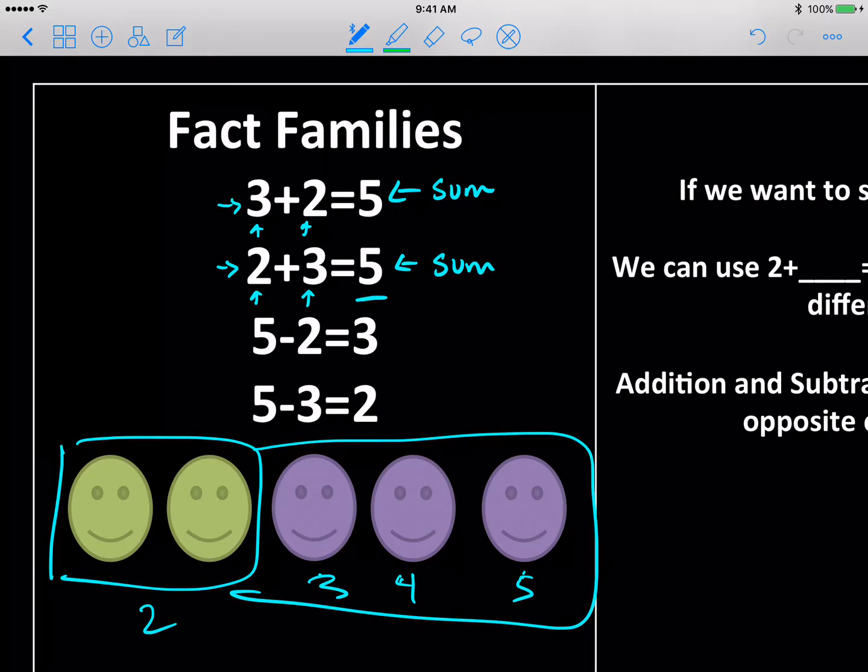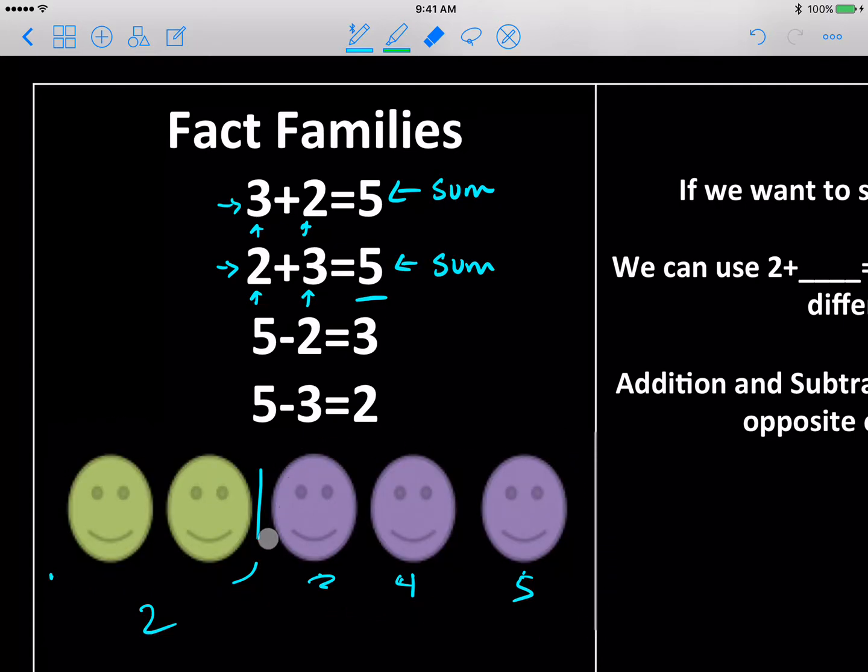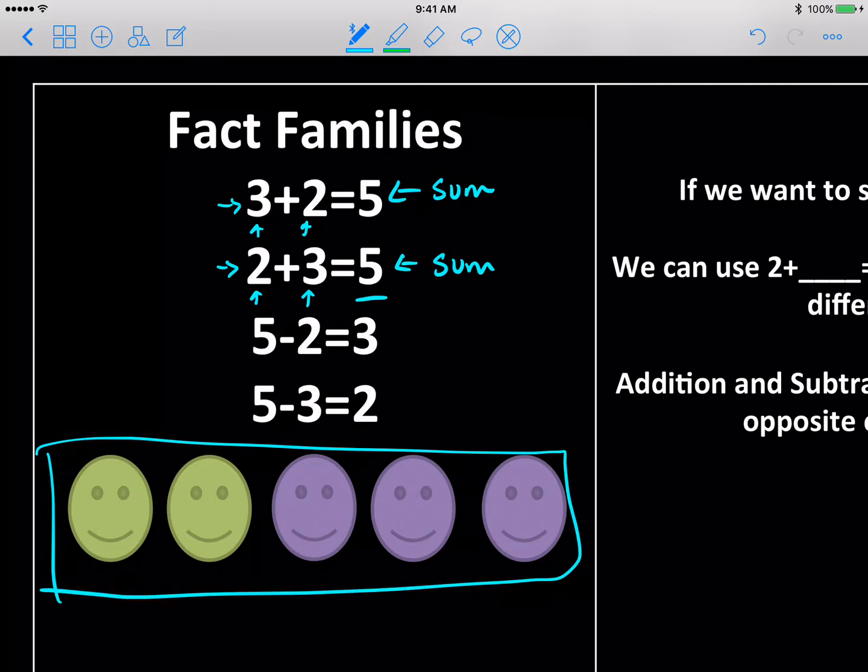Now, for subtraction, we're going to take the total number of objects. That's where we're starting. We're starting with our total number of objects. So we're going to start with 5. And now we want to take away, from looking at this one, we're going to take away 2. Okay? 2 are gone. How many do we have left? Well, we have 1, 2, 3. So we have 3 left.